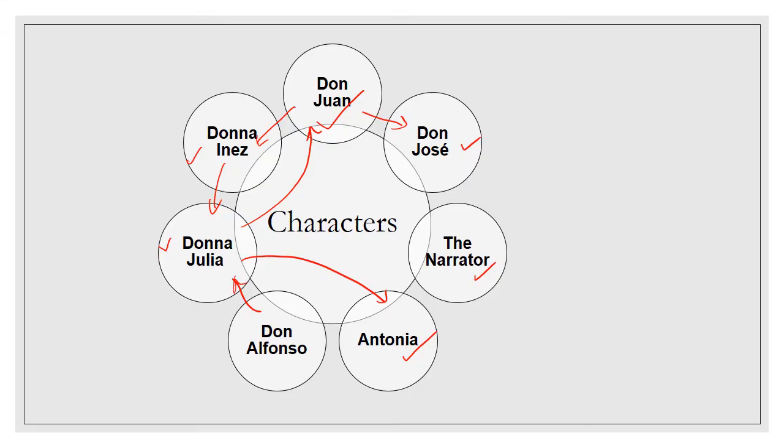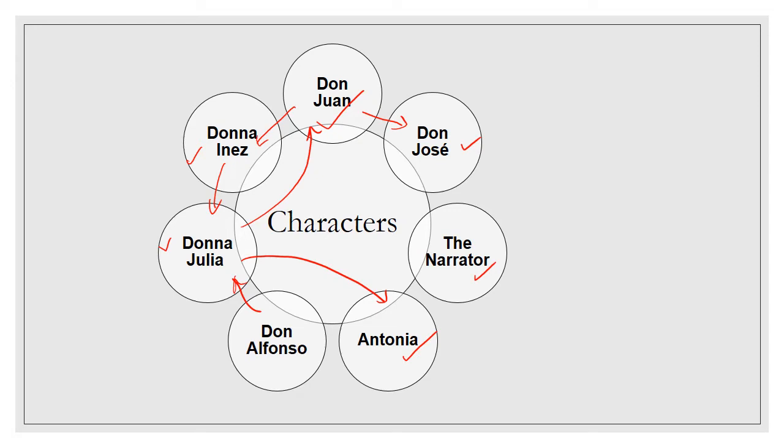Okay, now I'm going to discuss the characters. Just look at this character, Don Juan. This is the main character of this epic, and we see this character, Dona Inés. Dona Inés is the mother of Don Juan. When we look at this character, this is Don Jose. Don Jose is the father of Don Juan. So we have come to know the names of Juan's parents. Okay, now let us go ahead.